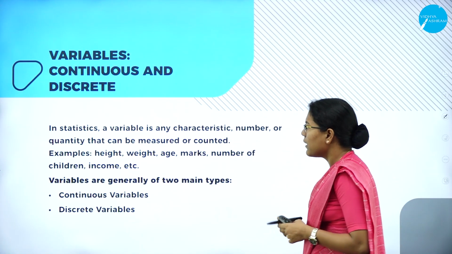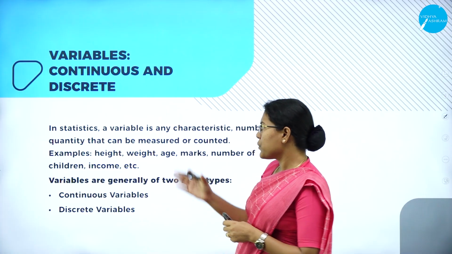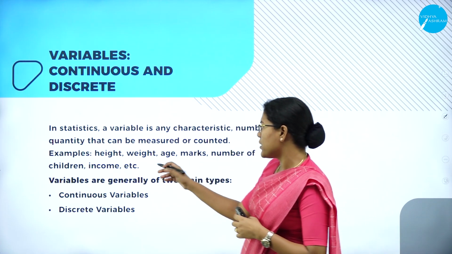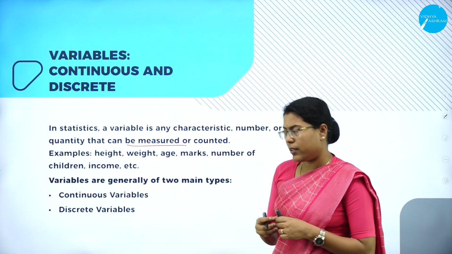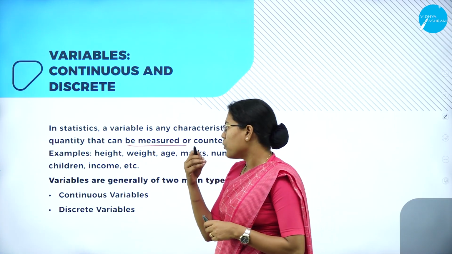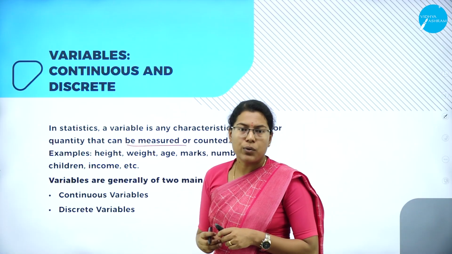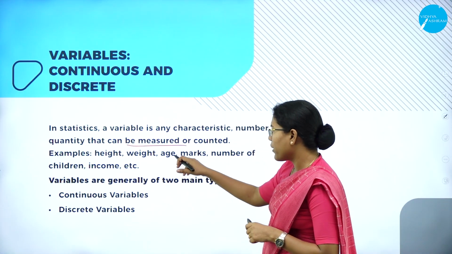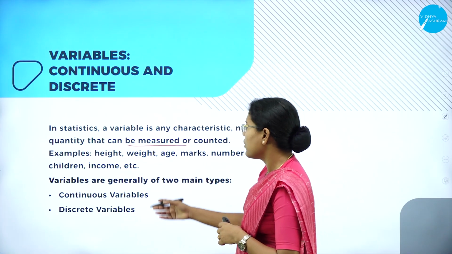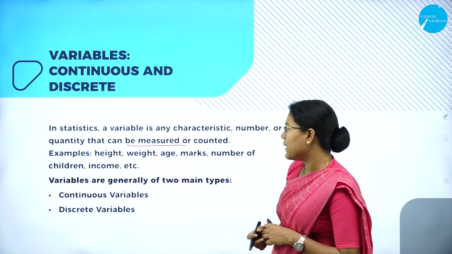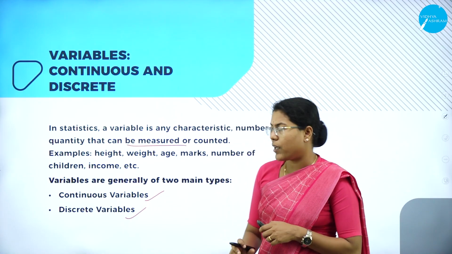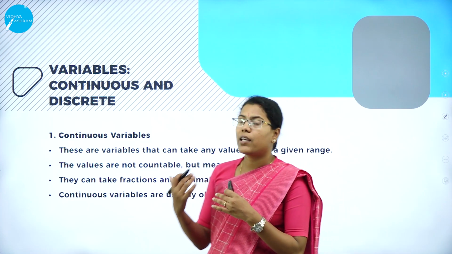So first let us learn what is a variable. So in statistics, a variable is any characteristic or a number or quantity that can be measured or counted. So for example, height. I may collect the information about the height of the 50 students in a class, or weight or age. It can be measured in terms of numbers. It can be marks or number of children or income, etc. So here generally variables are in two types. One is continuous variable, the other one is discrete variable. So let us learn what continuous variable is all about.